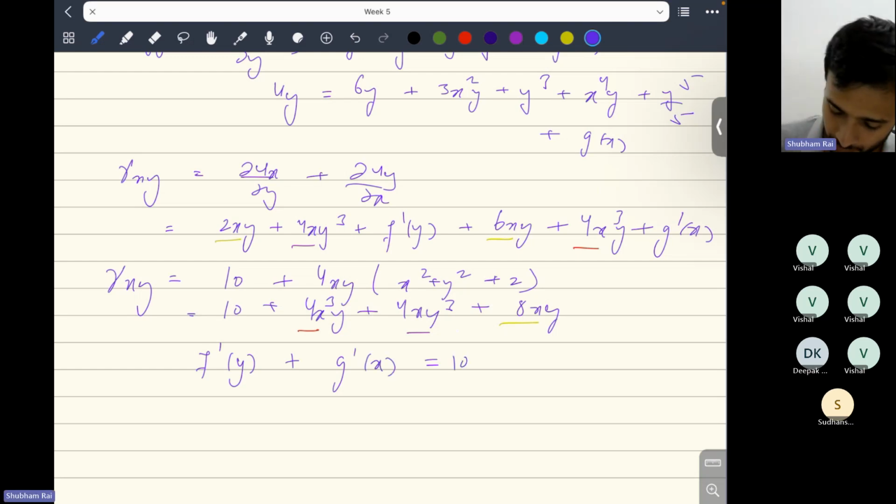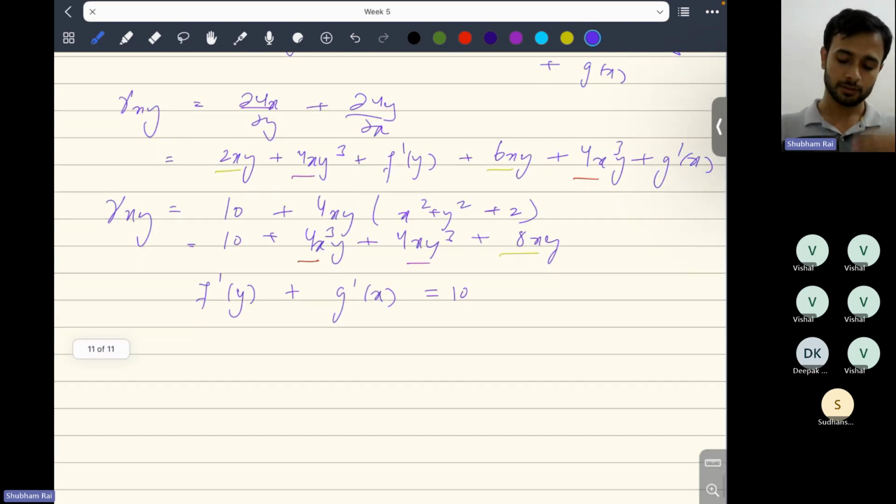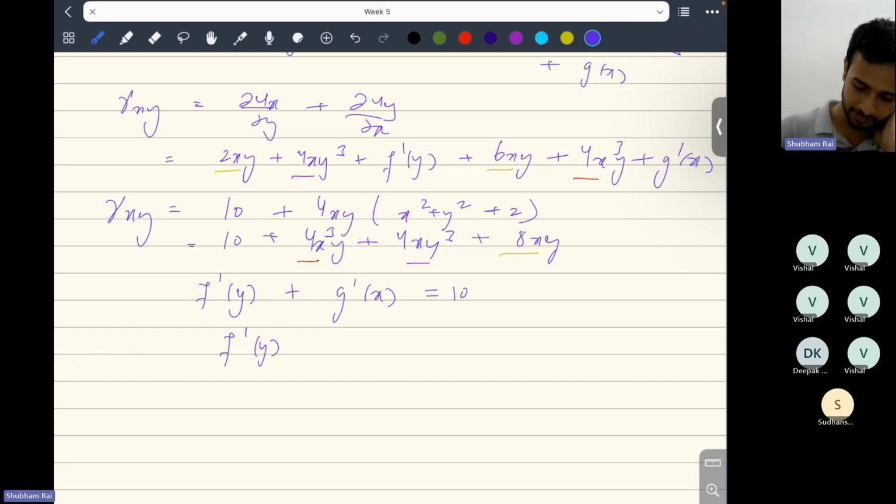But you cannot solve because you only have this one condition. You cannot solve for f prime y and g prime x. But what you can say is f prime y is equal to 10 minus g prime x. Since this is a function of x and this is a constant, this whole term is not a function of y. So I'm just taking this whole term to be, let's say, c1.